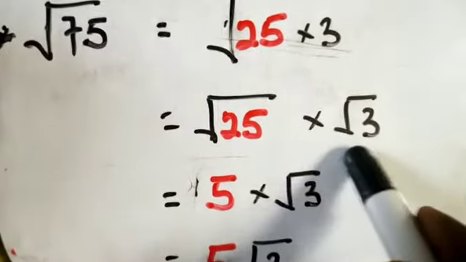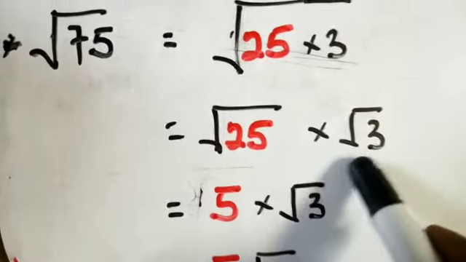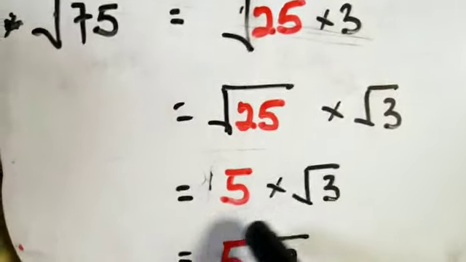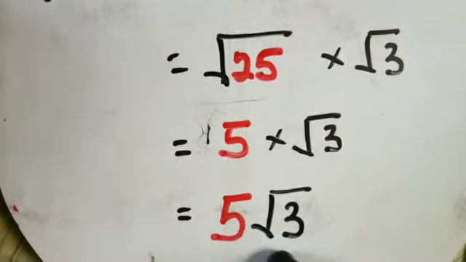And then I cannot do anything to the root 3. Is that okay? I cannot do anything to this. So this is what we call the simple form. When I multiply that by that, it will give me 5 root 3.